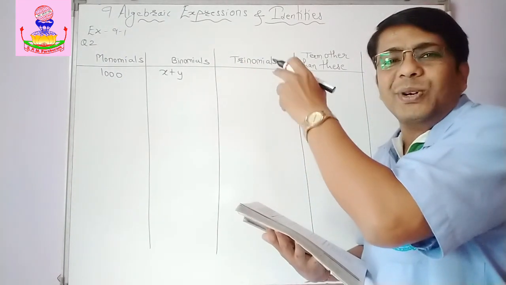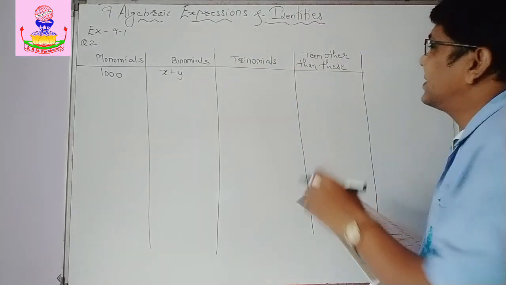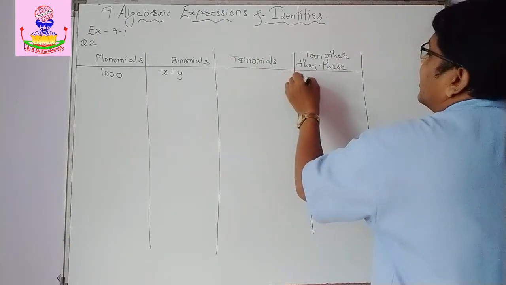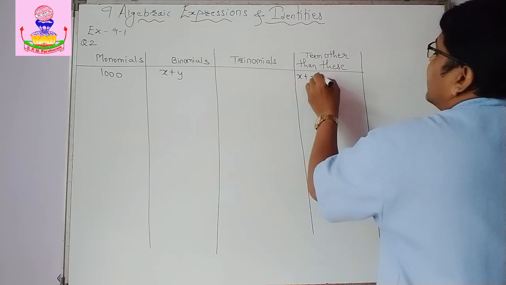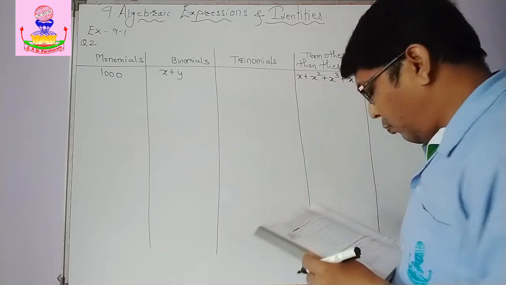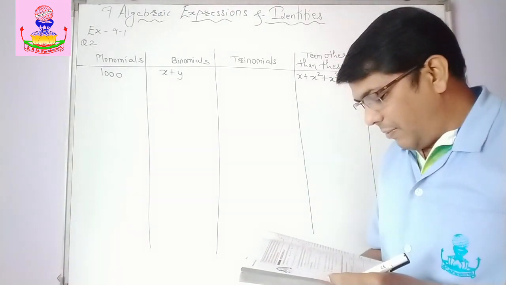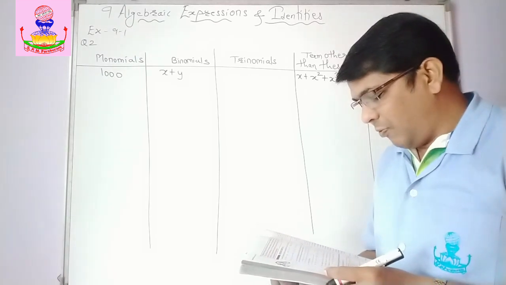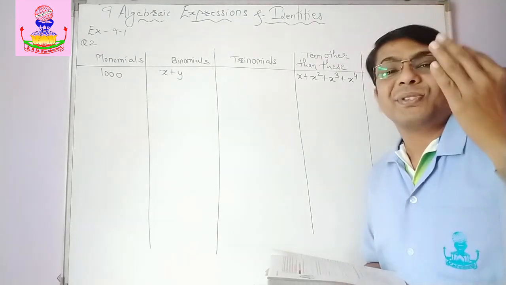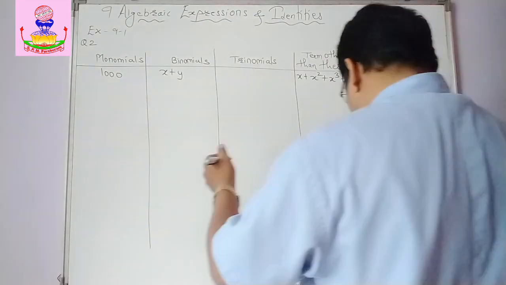Neither in monomial, nor in binomial, nor in trinomial. So where will it come? Terms other than these. So it is x plus x square plus x cube plus x raised to 4. Do you understand? Then next is 7 plus y plus 5x. How many terms? 3 terms. So where it has to be placed? Oh yes, absolutely right, trinomial.